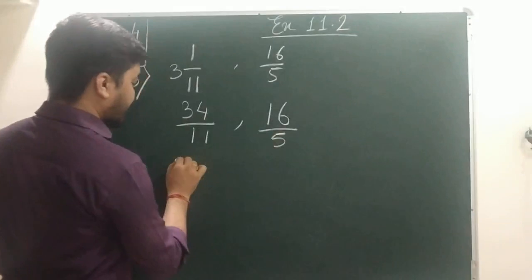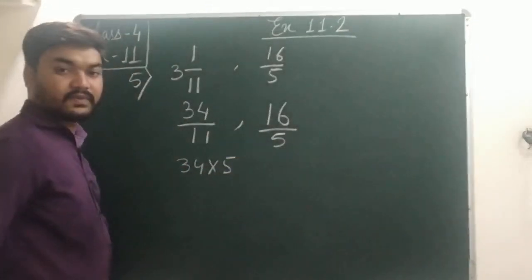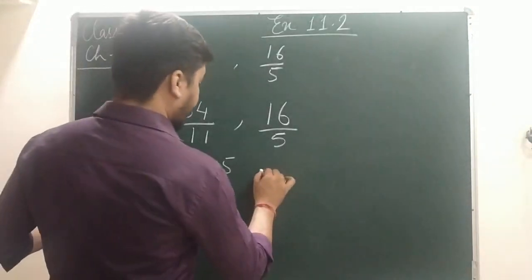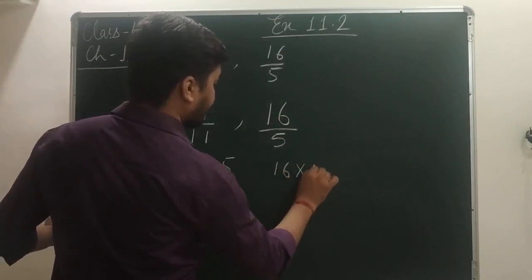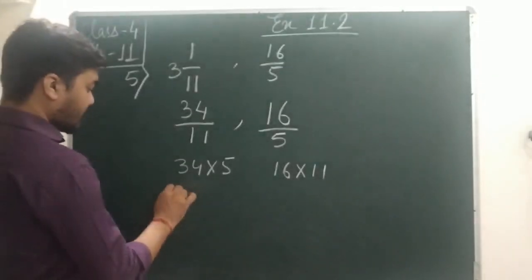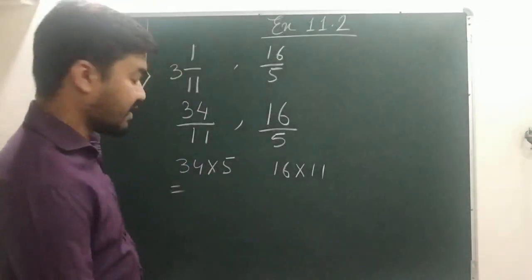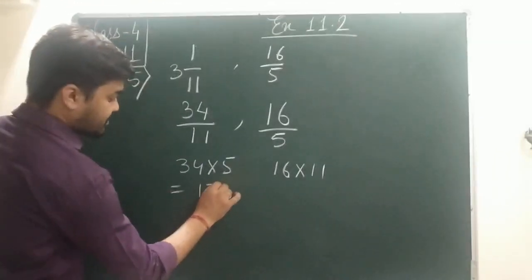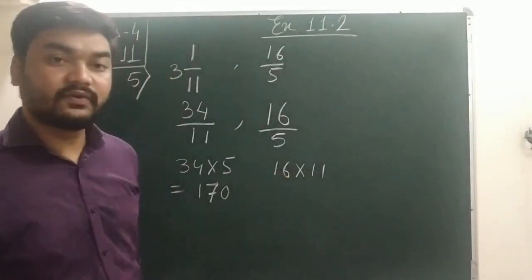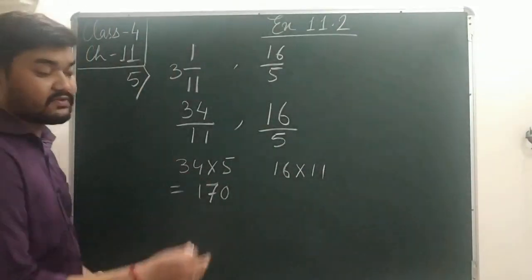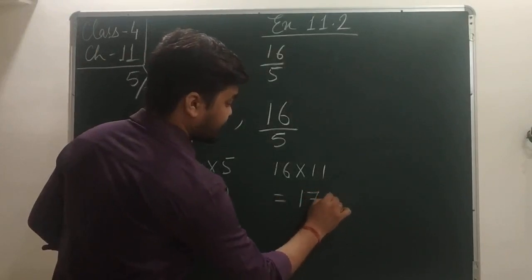We have to cross multiply 34 into 5, okay? And 16 into 11. When we multiply 34 into 5, we will get the answer 170. Okay? And when we multiply 16 with 11, we will get the answer 176.